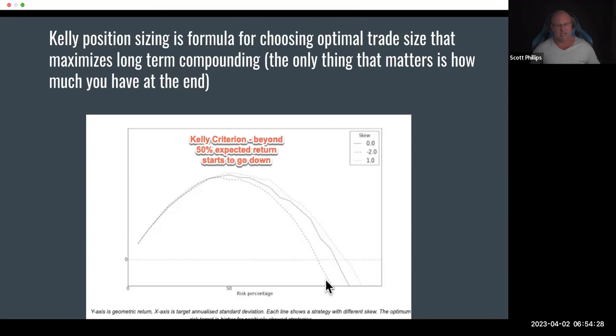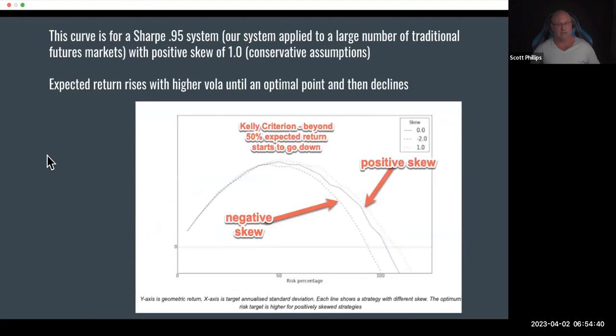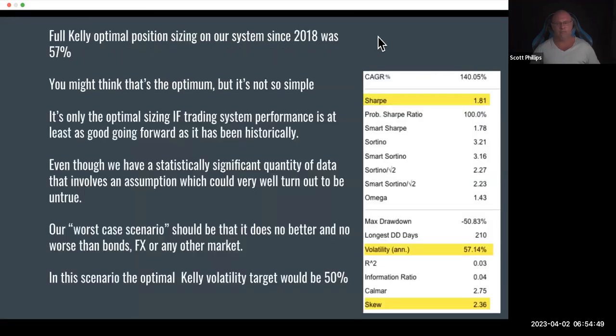And you can see at 100% volatility target, we have to be lucky to make money. Even at like 70% of the volatility target, sometimes we're going to do really well and sometimes we're going to lose money. So the takeaway is it goes to an optimal point. This optimal point is your Kelly criterion. So full Kelly optimal position sizing on our system since 2018 was 57%.